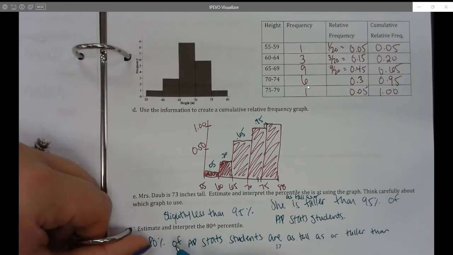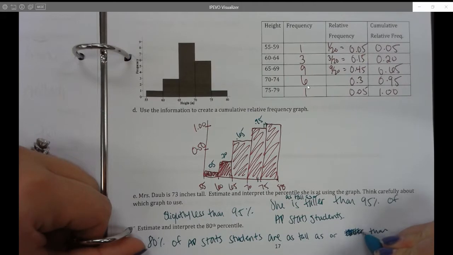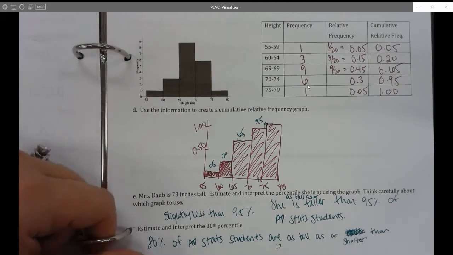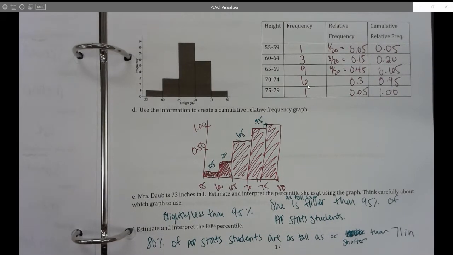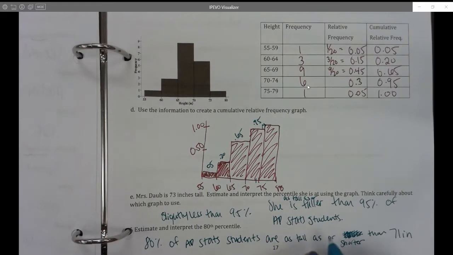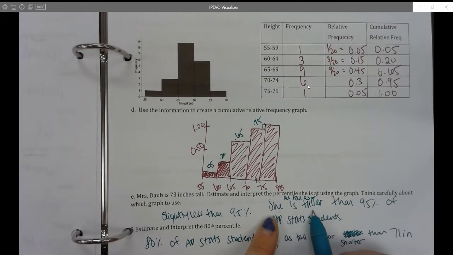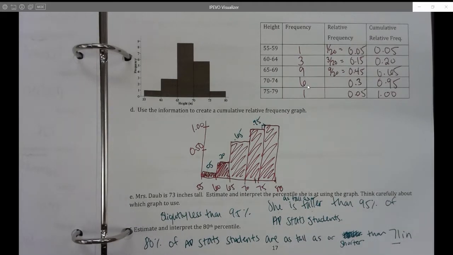Okay, so our as tall as or shorter, because it's less than that height. Okay, as tall as or shorter than 71 inches. So back up here, our interpretation, I am as tall as or taller because everyone else is shorter than me. But here I've reached, this is my top cutoff for my percentile, 71.